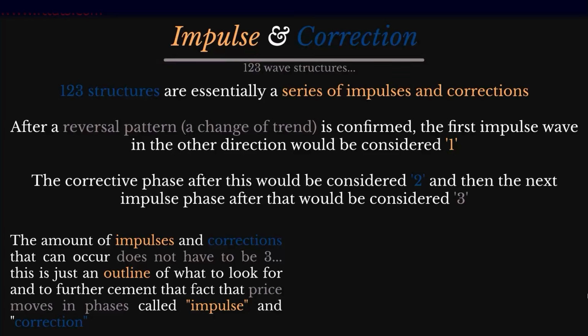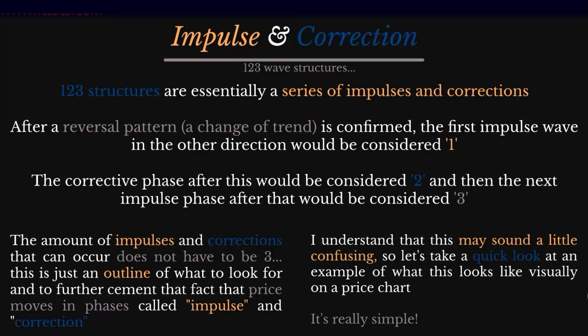Sometimes these structures evolve, and of course we have variations within the strategy to be prepared for that. We have variations to be able to understand when something is changing the structure and evolving, which is exactly what you're going to learn later on in this episode. Now, I understand some of this might seem a little bit confusing, so let's just take a quick look at an example of what this looks like visually on the charts. It's honestly really simple, guys and girls, so let's take a look at that now.